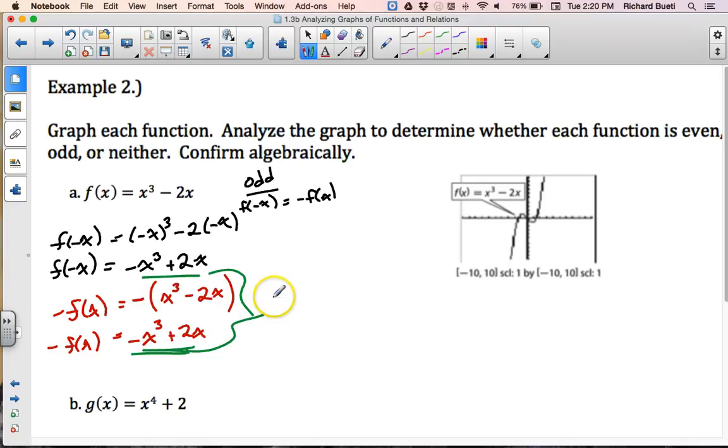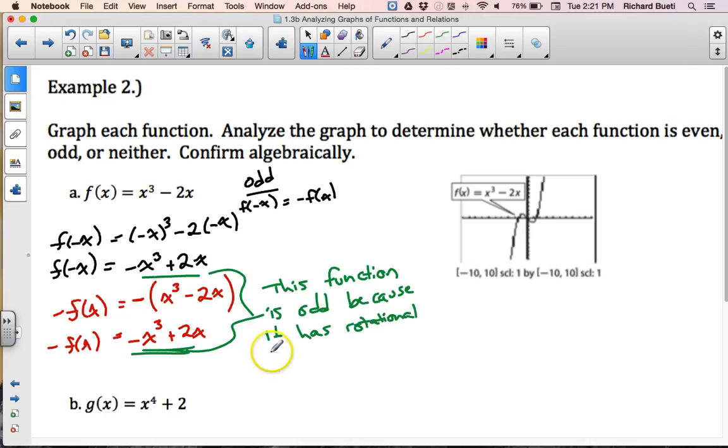Because of that, I can say that this function is odd because it has rotational symmetry, and f of negative x is equal to negative f of x.